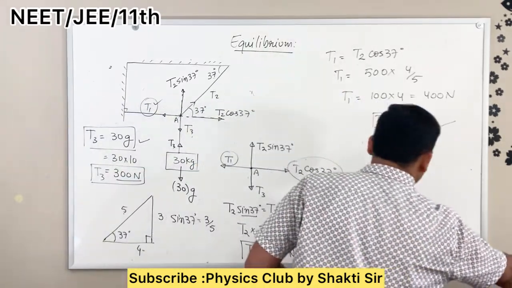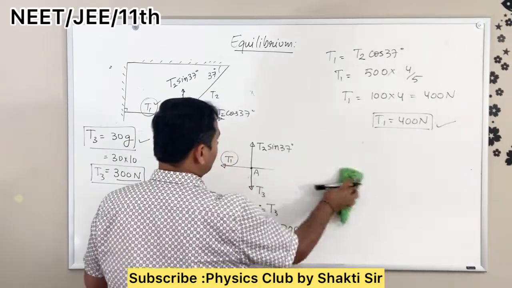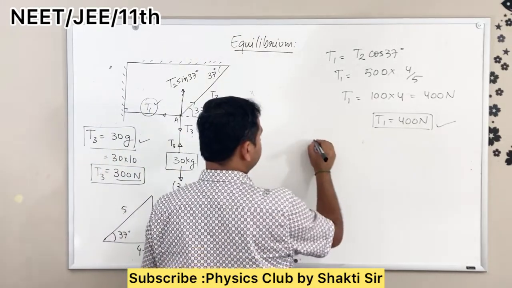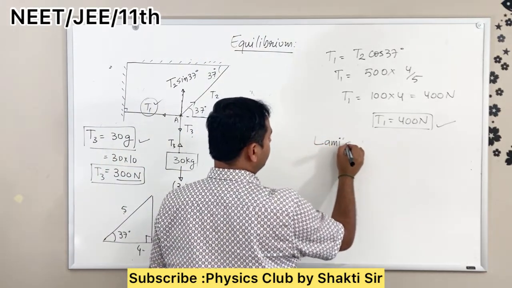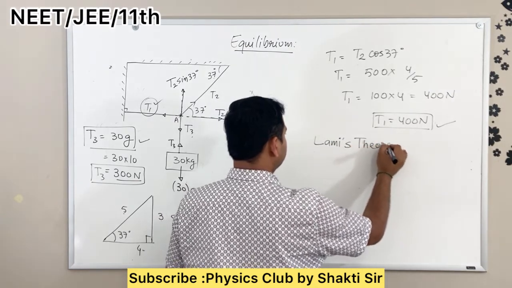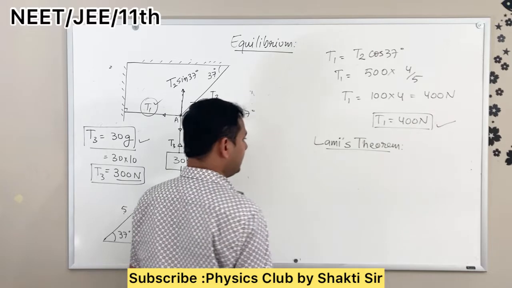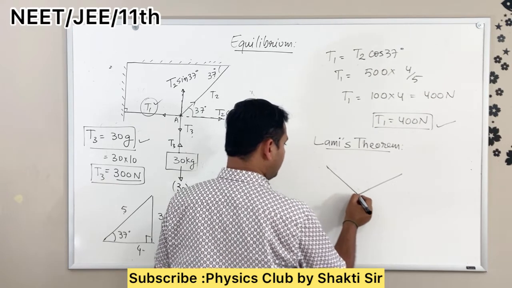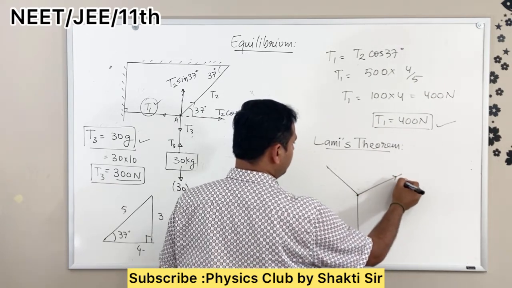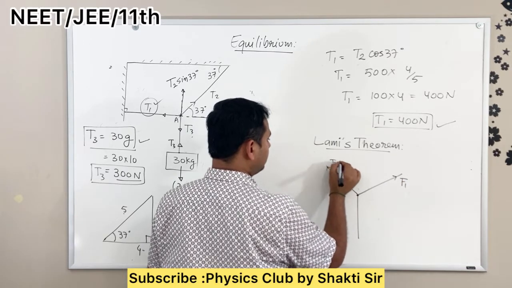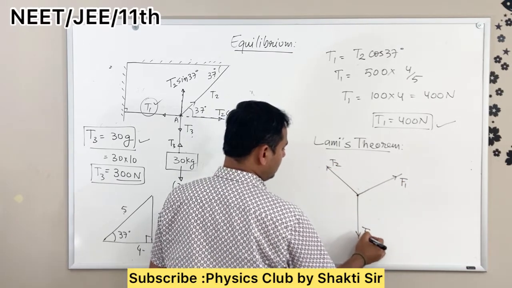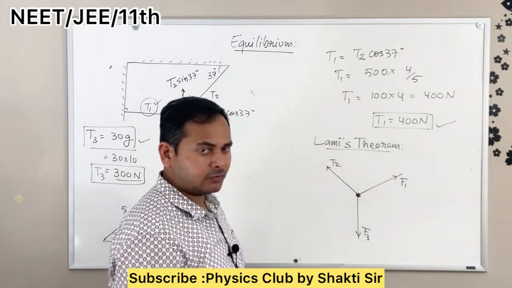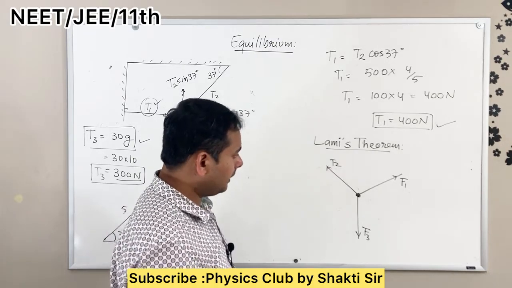Okay, so there is one more concept in equilibrium, that is Lami's theorem. What does Lami's theorem say? Lami's theorem says that if there are three concurrent forces acting on a particle, let's say this is force F1, this is force F2 and this is force F3 acting on a particle, and the particle is in equilibrium due to these forces. Due to these three forces, the particle is in equilibrium.